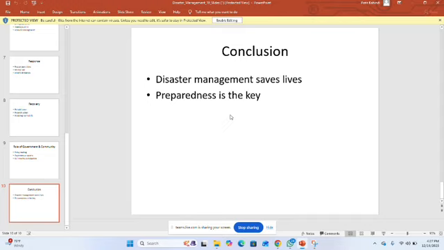And then we are in conclusion now. We have learned about disaster management. Disaster management is when the government or community are trying to save lives, and preparedness is the key. So we have to prepare for any disaster which might occur. Let's say we predict rain, maybe early January, so we have to prepare for the rain. So preparedness is the key. And that's the end of the lesson.